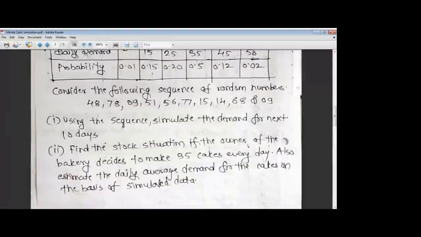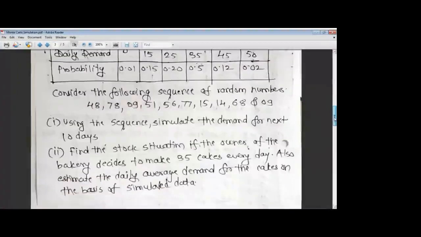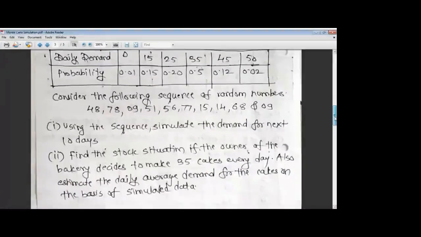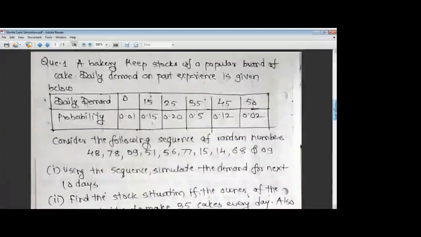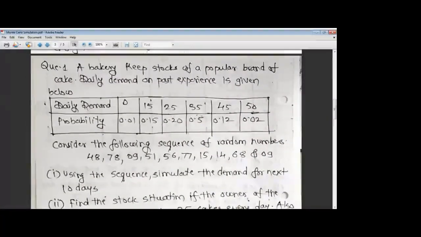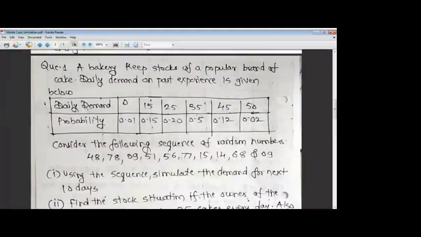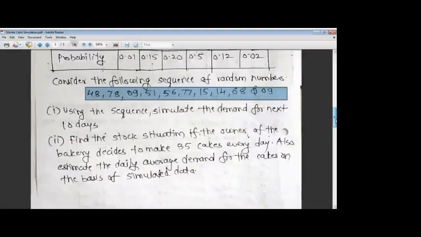Here they haven't given the data in terms of an objective function. They haven't told us to minimize this or maximize this. Nothing has been given except the past data. What we have been given in addition is a set of random numbers, and we are going to use this set of random numbers to simulate these values for the next 10 days.